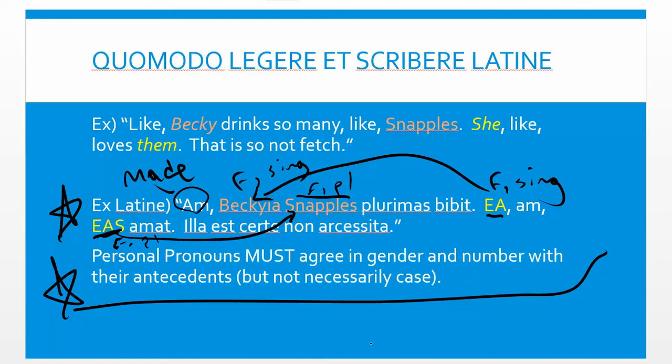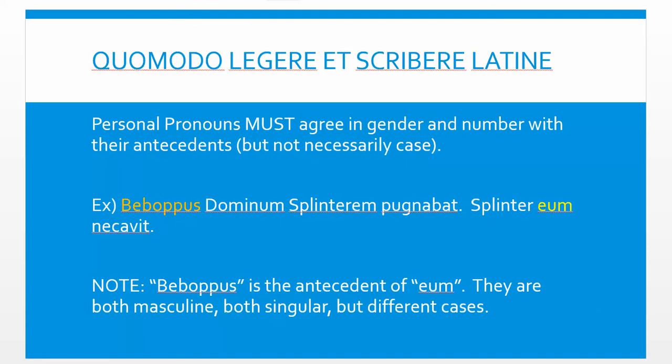Let me show you an example where the case is different. So get this point through your head. Personal pronouns must agree in gender and number with their antecedents, or the words that go before them, but not necessarily case. So a second example, Bebopus dominum Splinterem pugnabat. Splinter eum necavit. Bebop was fighting Master Splinter, right? Splinter killed him. Well, of course, because Splinter's awesome.